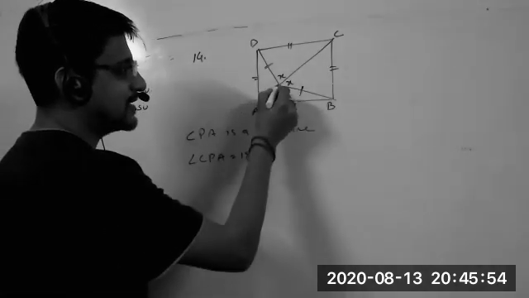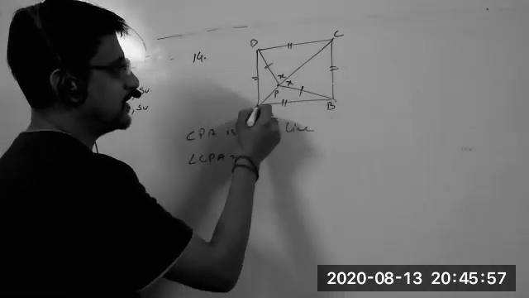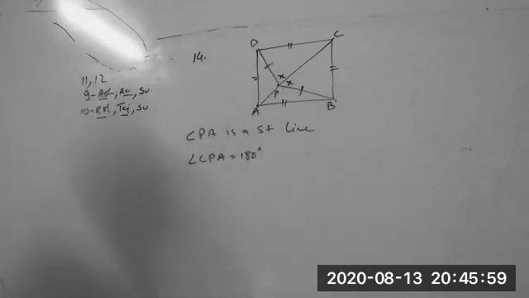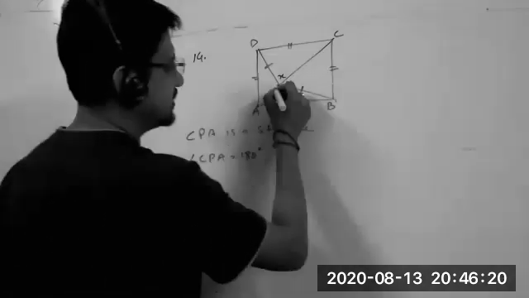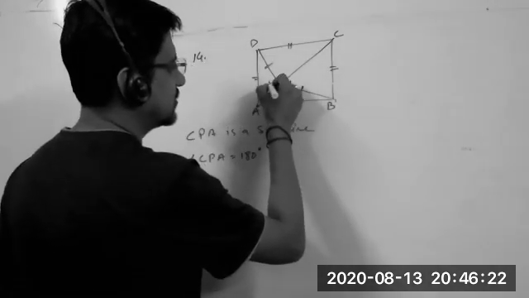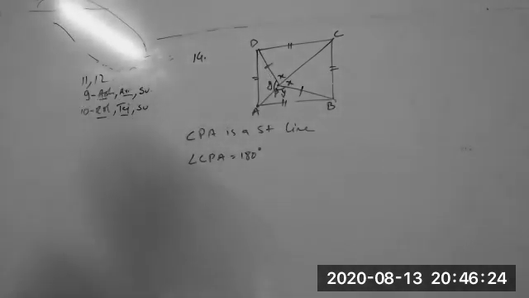Now in triangle PAB and triangle PAD, can you prove that they are congruent? AP is equal to AP, common. DA is equal to AB as it's a square. And PB is equal to PD, given. So by SSS, this angle is equal to this angle by CPCT. Correct?